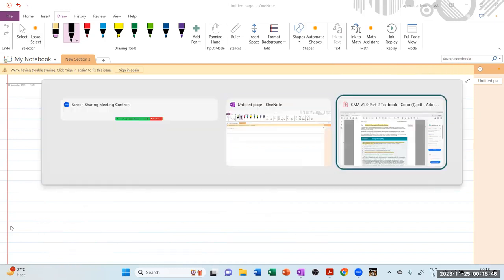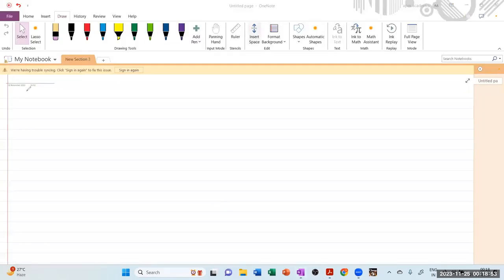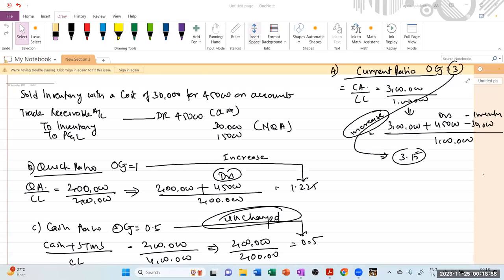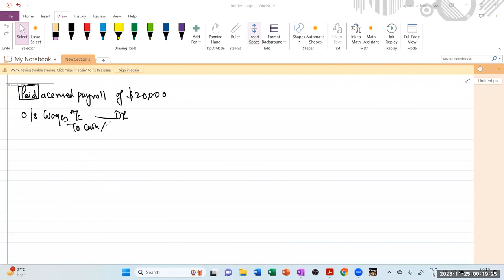I think the next one is the last one. I'm not sure. Paid accrued payroll to the amount of 20,000. Here you go. Take it. What is the next one? The most important part here is paid. So, can I pass the journal entries outstanding wages or outstanding salaries? 20,000. Am I clear?